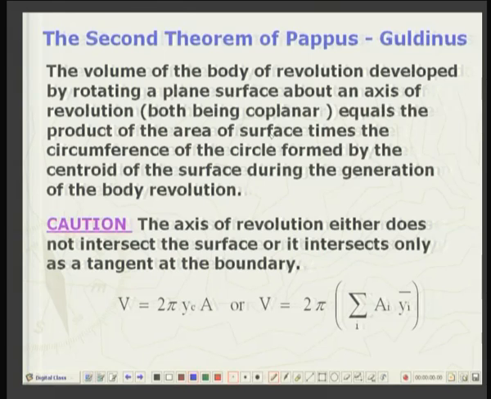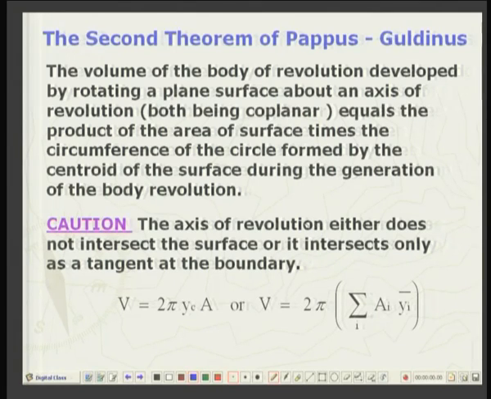Okay, area times the circumference of the circle generated by the centroid during the generation of the body of revolution. Again, the precaution is similar to the precaution we have for the first theorem: the axis of revolution either does not intersect the surface or it intersects only as a tangent to the boundary.